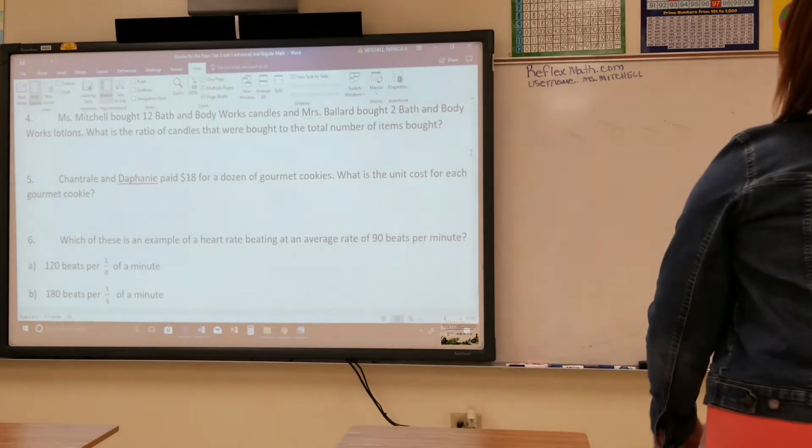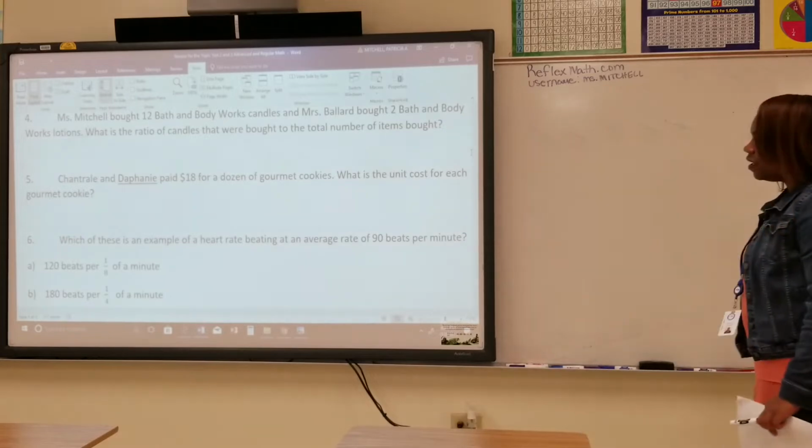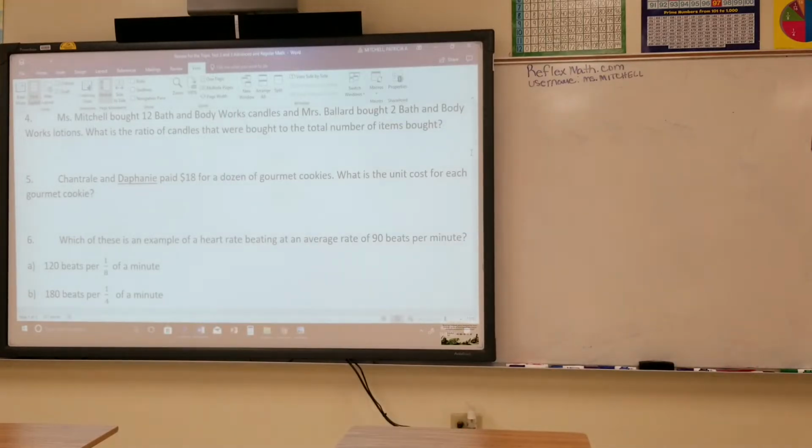Okay, now we'll be dealing with these word problems. Okay, number 4, it says Miss Mitchell bought 12 Bath and Body Works candles and Miss Ballard bought 2 Bath and Body Works lotions. What is the ratio of candles that were bought to the total number of items bought? Remember, I always tell you, when you get to a word problem, read it over and over and over again until you understand what it is that they are asking you to do. And then break it up into smaller parts to solve the equation.